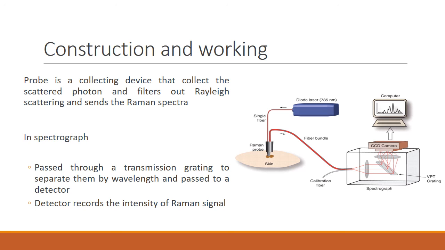In the spectrograph, we use a transmission grating which defines different intensities for different wavelengths. We split the Raman spectrum into different wavelengths and find the intensity at each wavelength. That is recorded and converted into the required output form in the data acquisition system. So this is how Raman spectroscopy works, and the basic working principle and construction behind it.